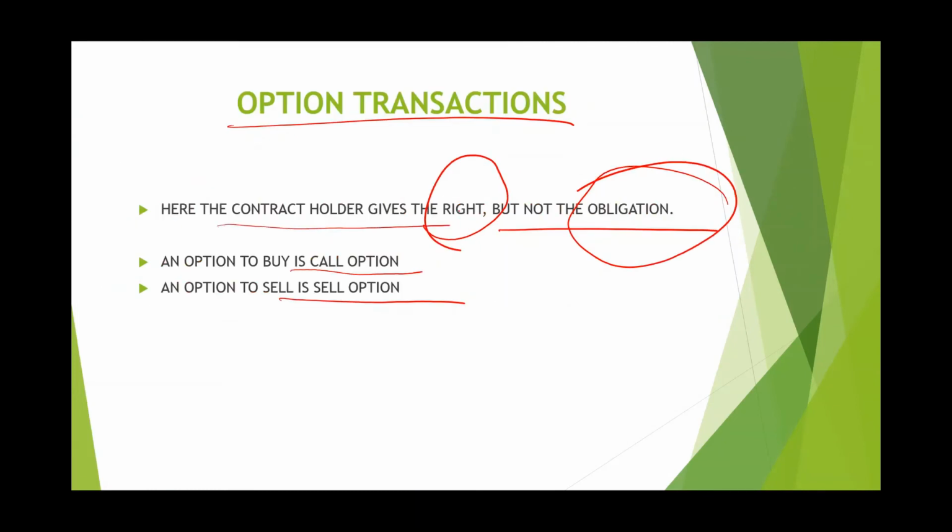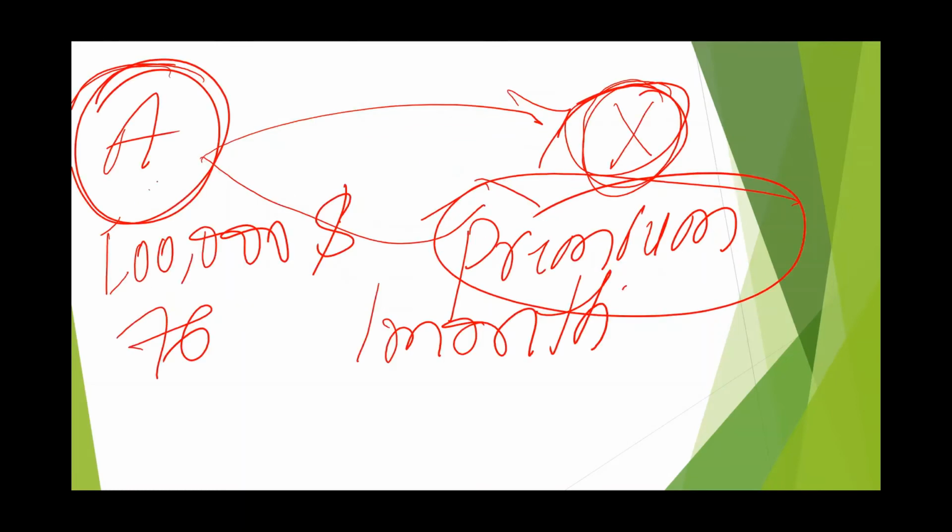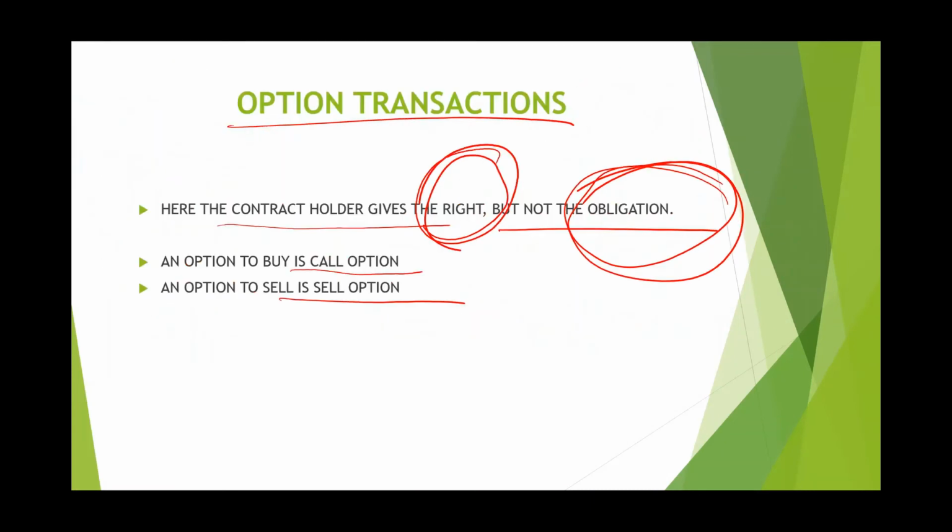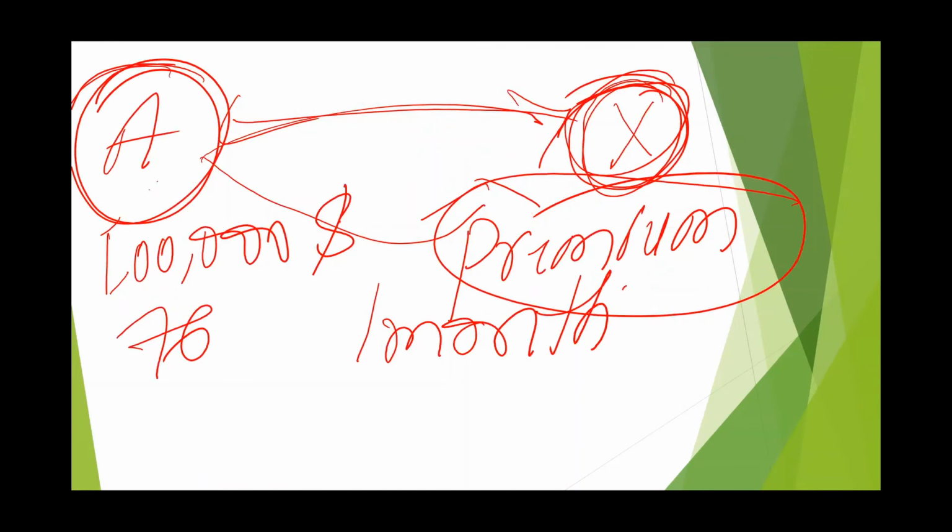A person who holds the contract has the right but not the obligation. X cannot force A to purchase the dollars. If A makes a contract to buy, that is a call option. If A makes a contract to sell, that is a put option. Usually an option contract will be for 3 months. That means the settlement date will be after 3 months.